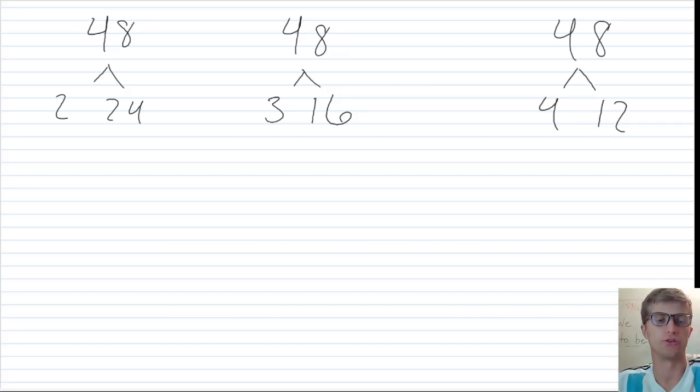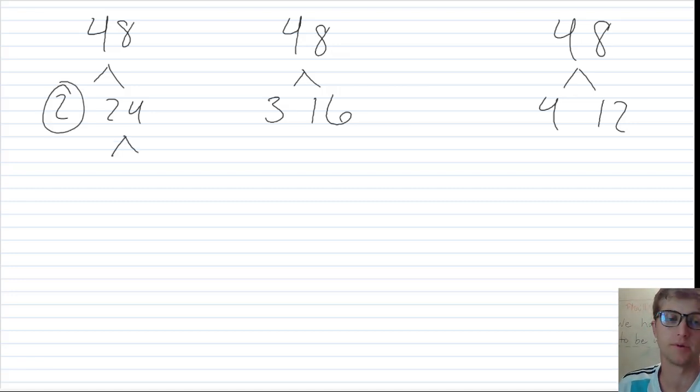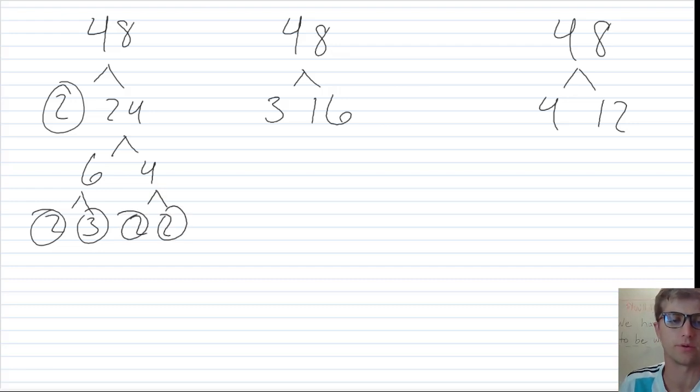So 2 is already prime, so we'll circle it. 24, there's multiple ways we can do it. Let's just do 6 times 4. 6 can be broken down into 2 times 3. Those are both prime. 4 can be broken down 2 times 2. Those are both prime. What are we left with? 2 times 2 times 2 times 3.